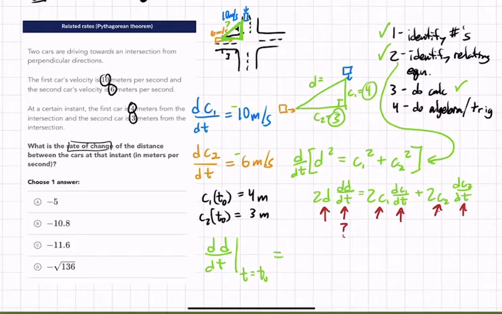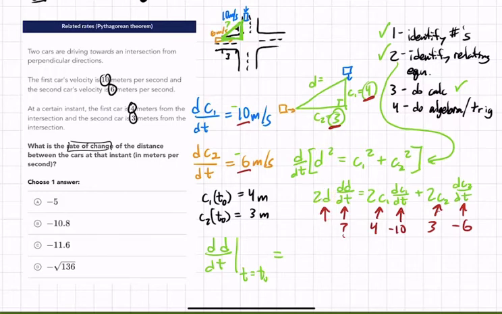Do we know what those numbers are? Heck yeah, we do. C sub 1 is 4 at this instant. C sub 2 is 3 at this instant. We know dc sub 1 over dt, that's the rate, negative 10. And then there's dc sub 2 over dt, that's negative 6. Oh, snap. We need to know what d is. Man, I wish there was a way we can figure out d.